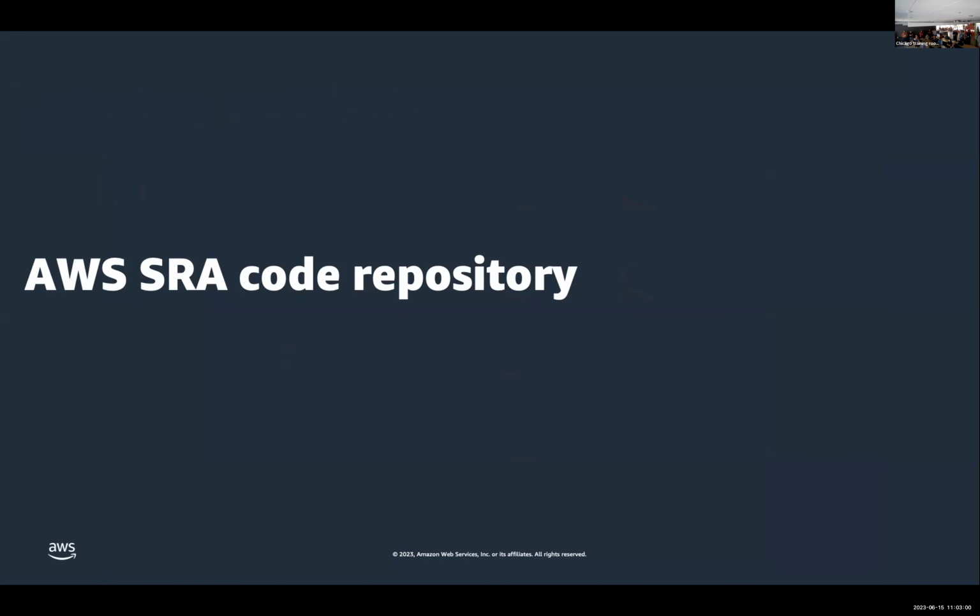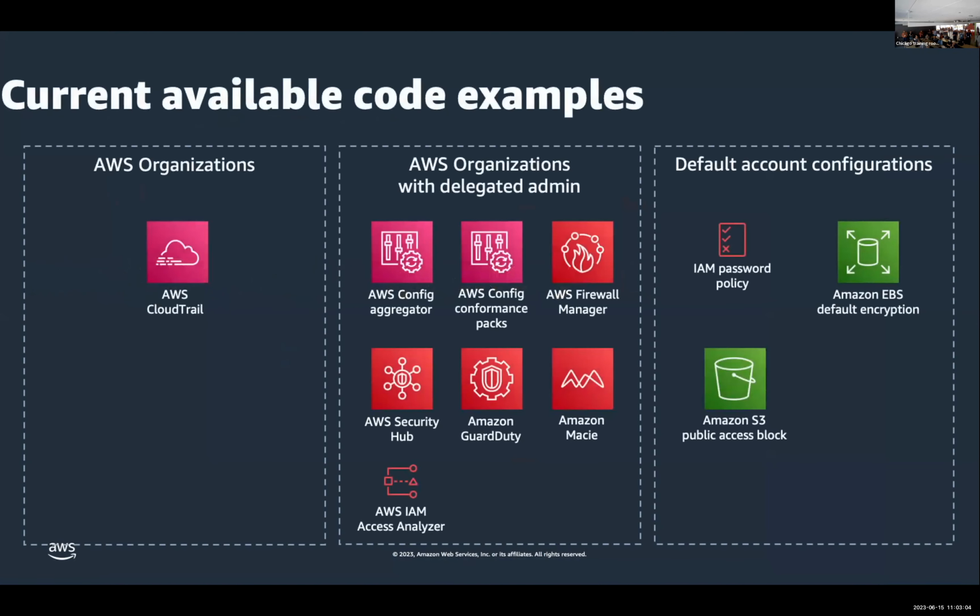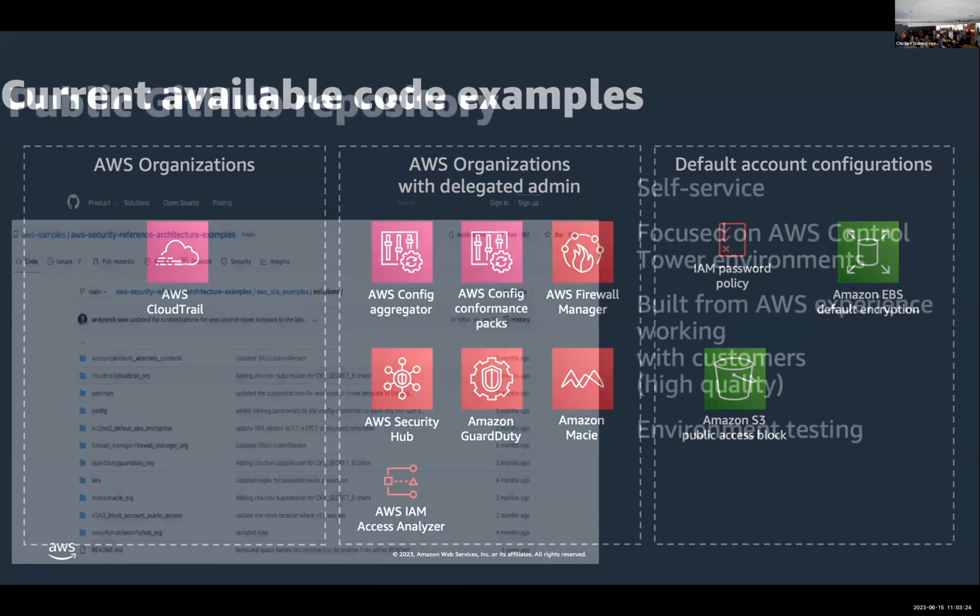Last but not least, I would quickly walk you through the AWS SRA code repository so you know what's already in there and how you can use it. These are some of the examples available in there. So you can implement pretty much all of these solutions organization-wide. Some of these solutions are account-wide as well, such as setting up an IAM password policy on an account level, making sure S3 buckets are enabling the blocking of public access, and so on and so forth.